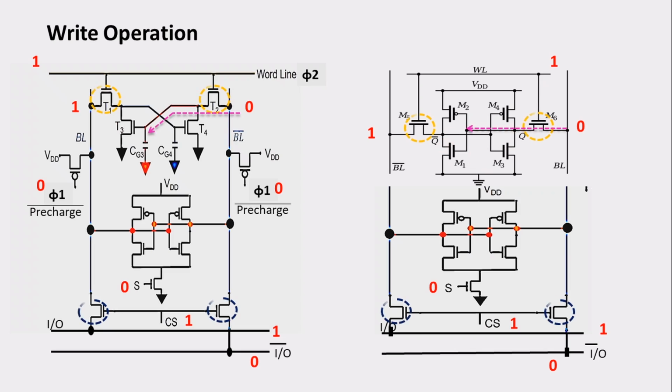That's why here you can observe 0 has been written to CG3 and 1 has been written to CG4. CG3 discharged to ground, and CG4 charges to VDD. Here also the 1 has been given to this inverter and 0 has been given to this inverter. So at this point the value I can have is going to be 1, and at this point the value I'll have is going to be 0. This is how you are going to write the values.